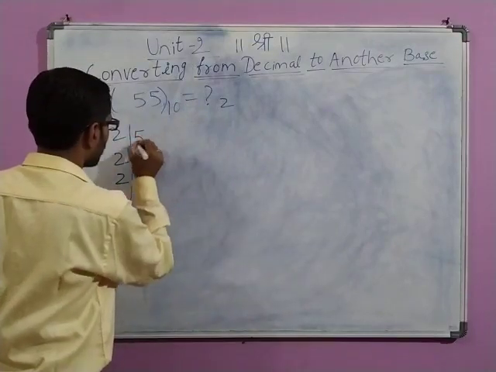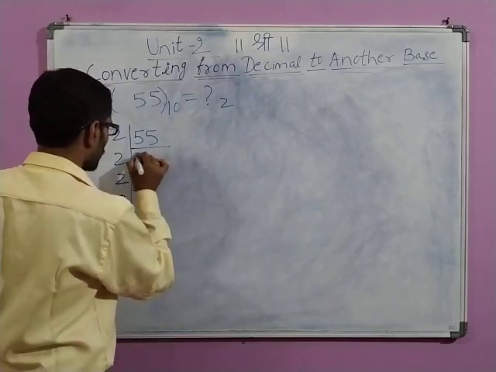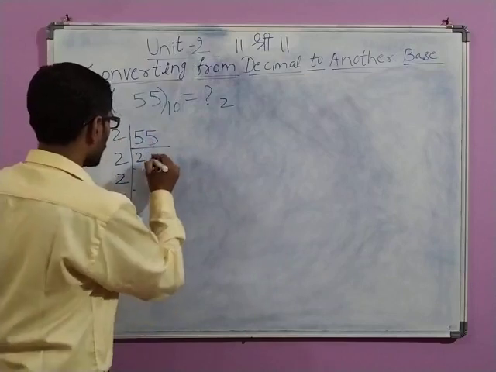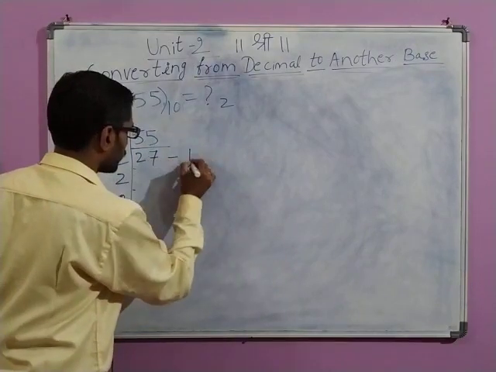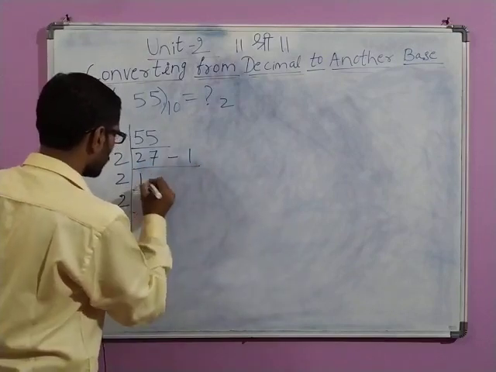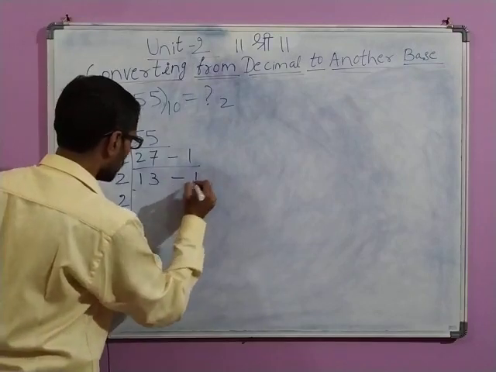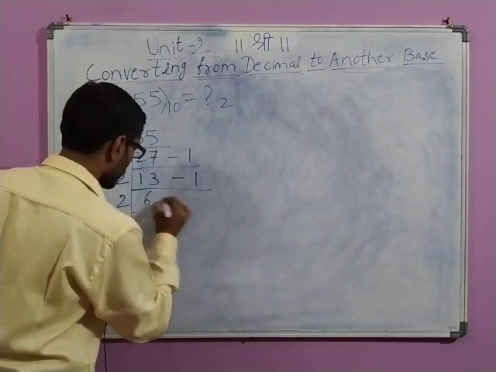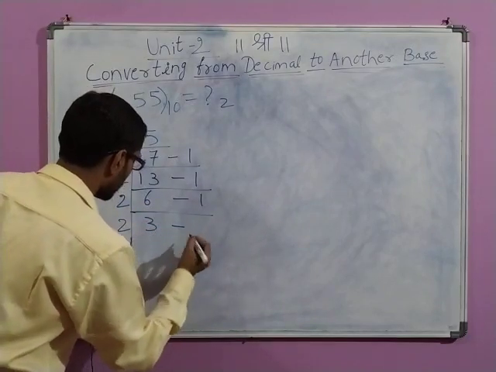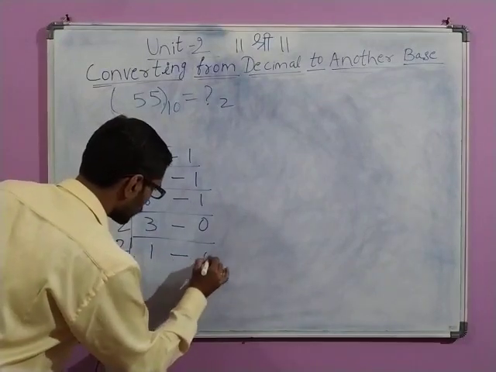So we'll write it as 55. Go on dividing it. 2 twenty-sevens are 54, remainder is 1. This will be 27. 2 thirteens are 26, so remainder is 1. Now 13: 2 sixes are 12, remainder is 1. Now 6: 2 threes are 6, remainder is 0. Next 3: 2 ones are 2, remainder is 1.